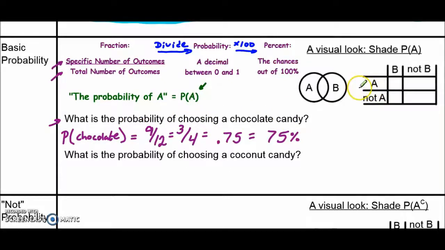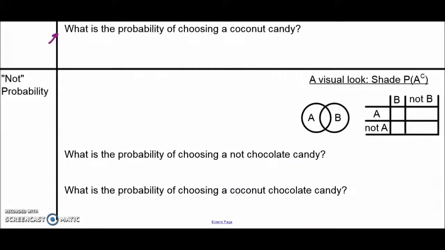Now, if I wanted to represent the probability of A happening on a Venn diagram, remember that's everything inside the A circle. If I want to represent it on a two-way table, that's everything in that same row or column as A. Now pause here and try and find the probability of choosing a coconut candy. Please find the probability as a fraction, a probability decimal, and a percent, all 3 ways. Pause the video now.